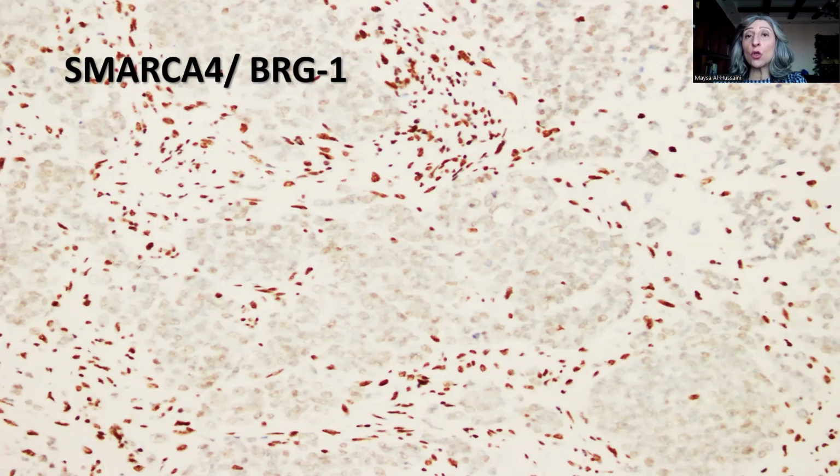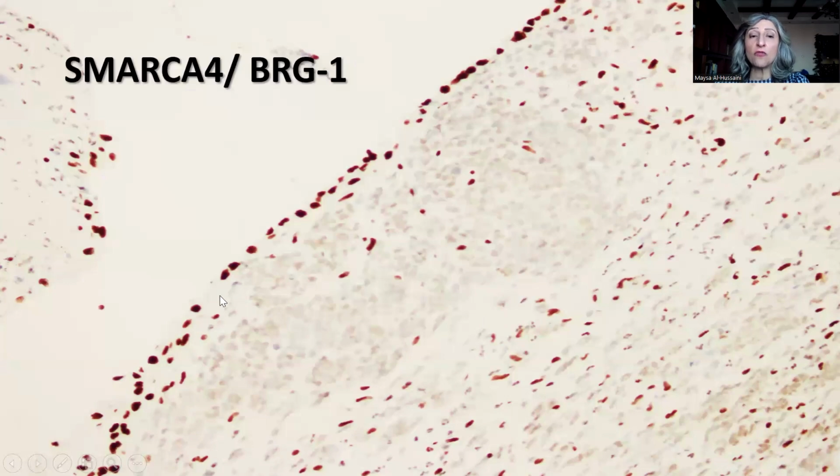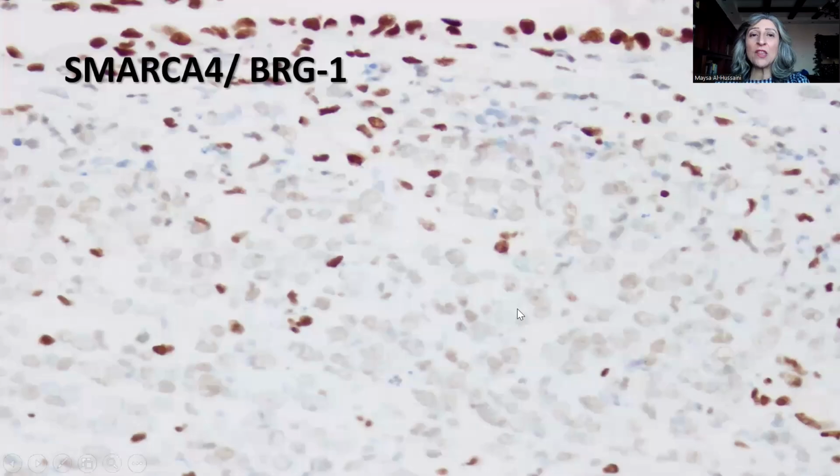typically these show loss of the nuclear stain in the tumor cell nuclei in comparison to the positive internal control. So the SMARCA4 is similar to the SMARCB1 or the INI-1 immunohistochemistry. This is another component of the family of proteins, which when mutant, will result in loss of the nuclear stain. Now, the loss of a nuclear stain, this is from the fallopian tube. This is the lining of the fallopian tube, and this is the tumor growing beneath the fallopian tube, and this is on higher power magnification.